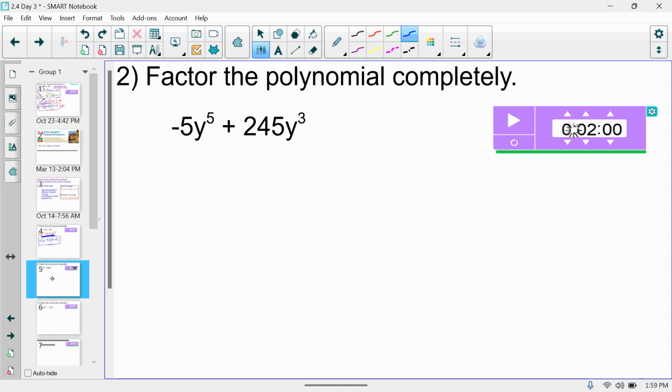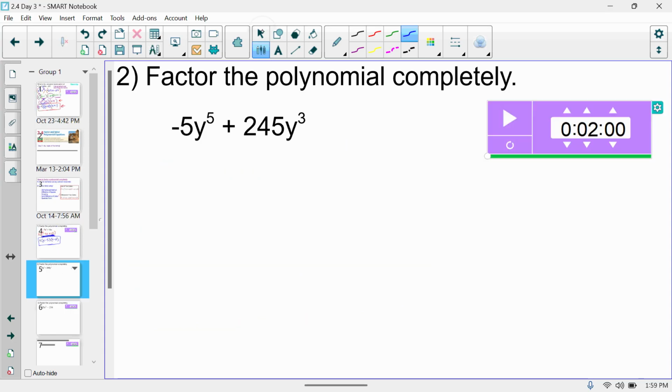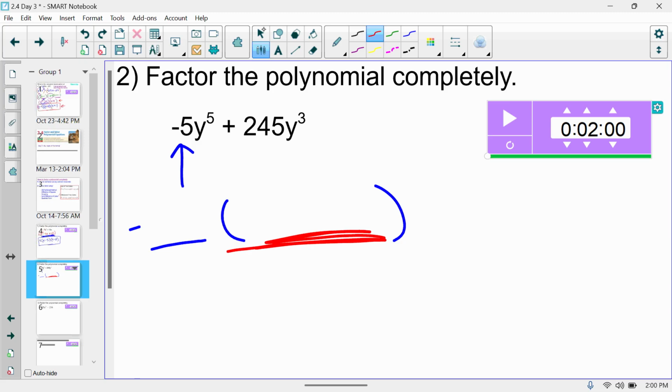Okay, same thing on the next slide. You need to check for a common factor first. I'm just going to tell you that there is one because I want to remind you that when the leading coefficient is negative, you need to factor out a negative number, okay? So factor out whatever they have in common, and then once you do, think to yourself, can I do something further with what's in here? Again, I'm going to set a 2-minute timer.